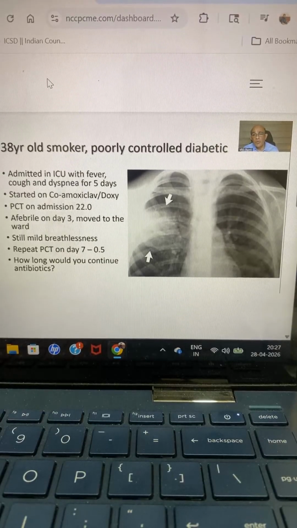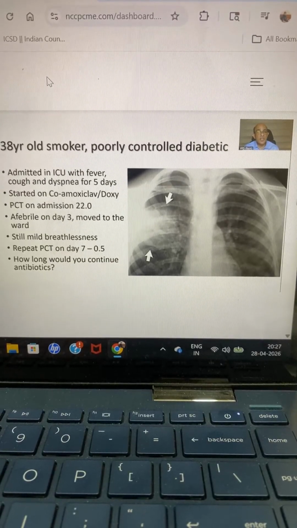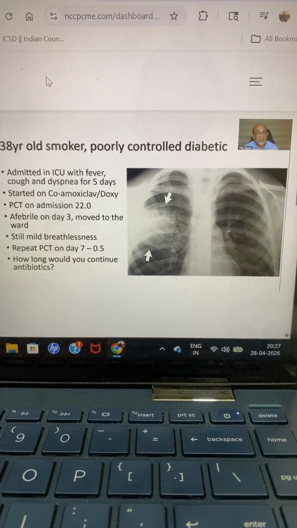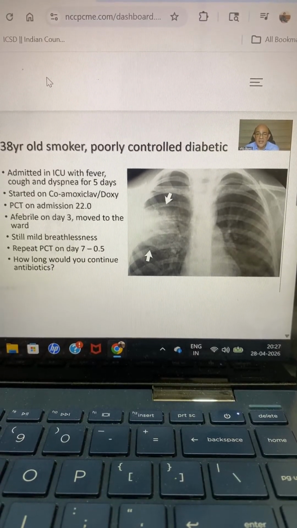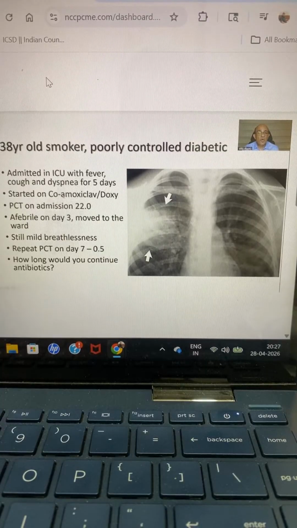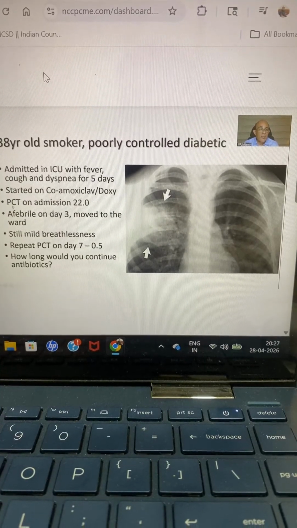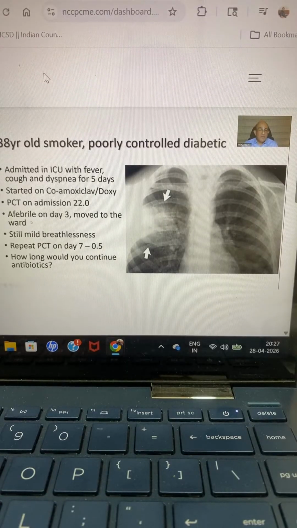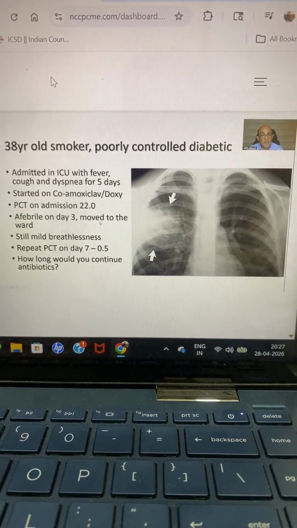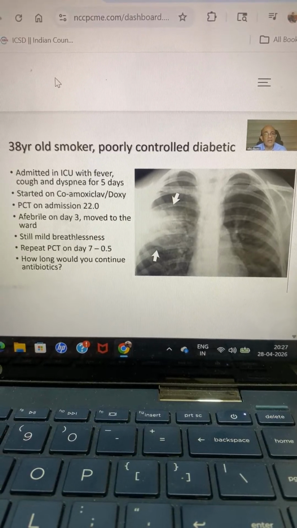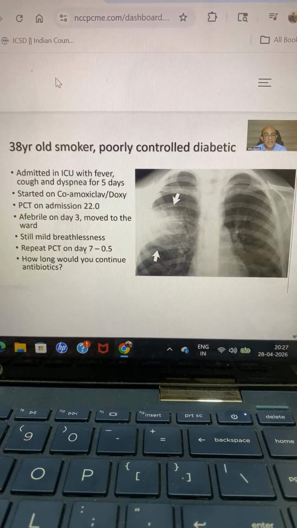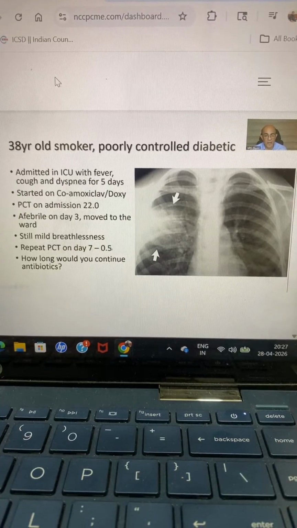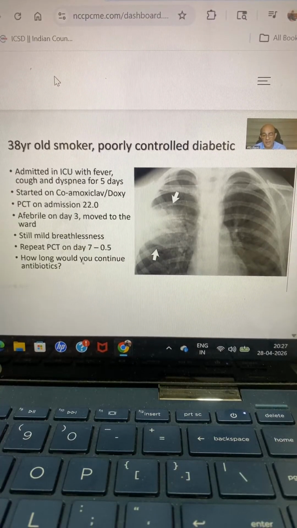A 38-year-old smoker, poorly controlled diabetic, admitted to the ICU with fever, cough, and dyspnea for 5 days. This is his X-ray. There is a patch here. Started on amoxiclav and doxycycline. Procalcitonin on admission was 22, which is significant. After the 3rd day, he was afebrile and moved to the ward. He still complained of mild breathlessness, and a repeat PCT on day 7 was 0.5. How long would you continue antibiotics?